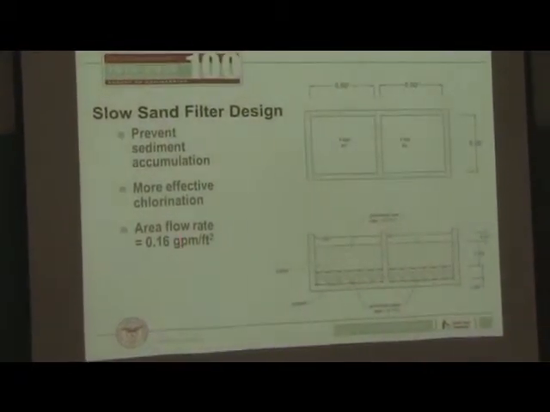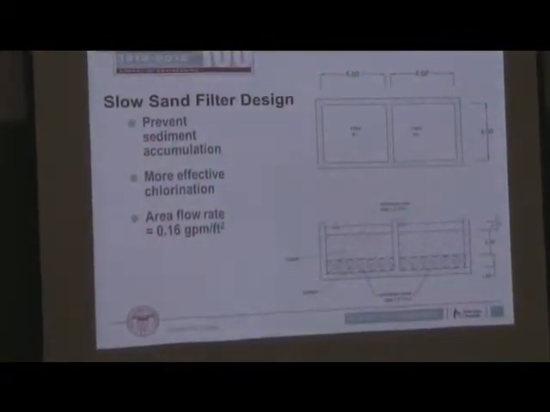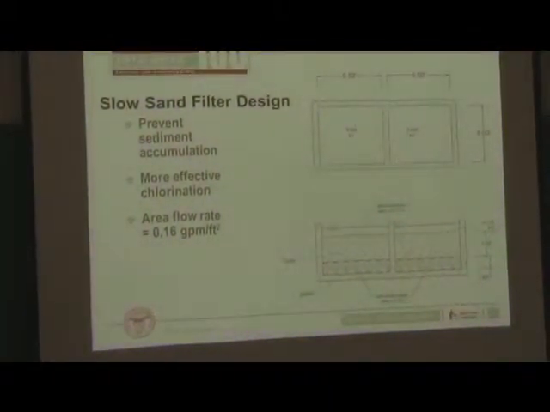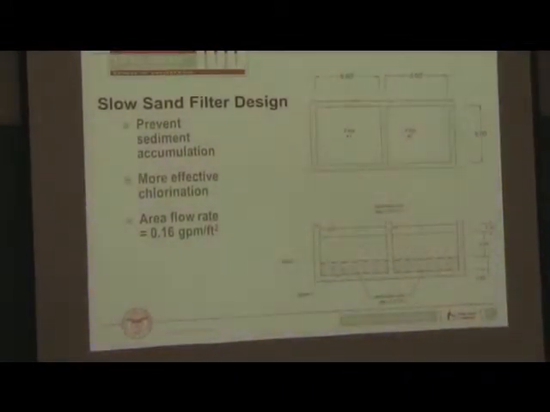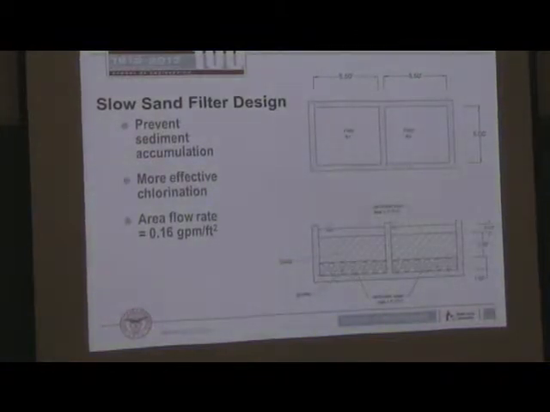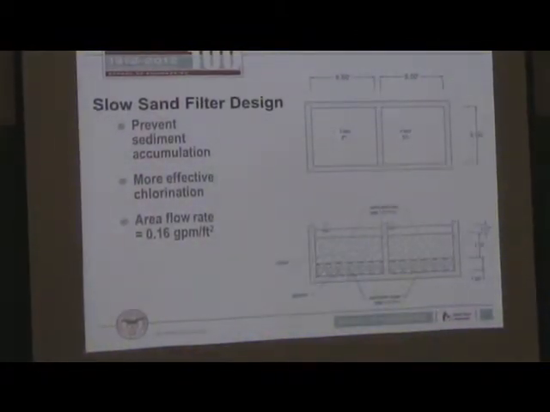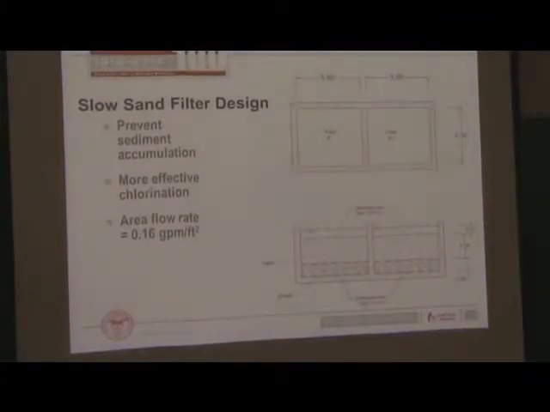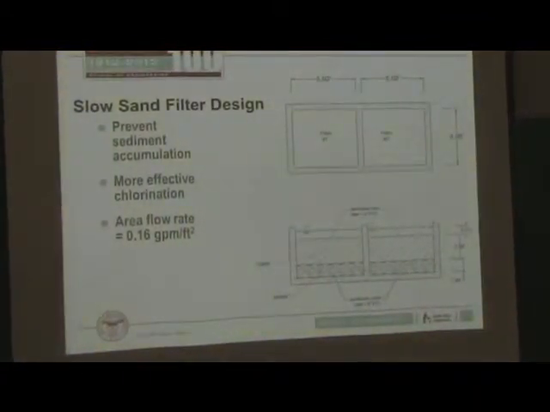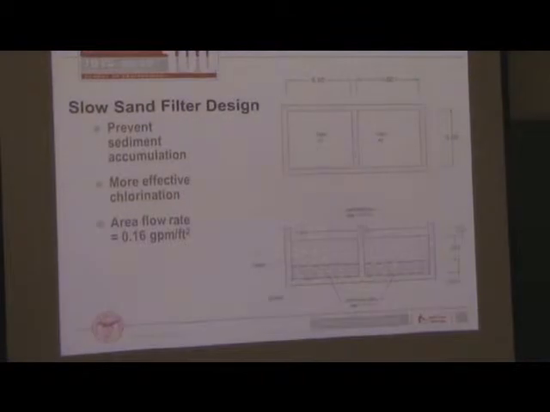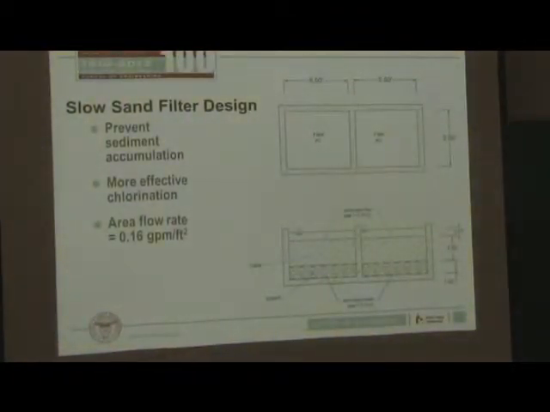Along with the two filters, one can be taken offline. It will still give a partial amount of flow rate for the community, so they were slightly oversized. And then here you can see the different layers. We have 2 feet of sand, and we have a foot of gravel, which surrounds the perforated pipe that leads to the tank.